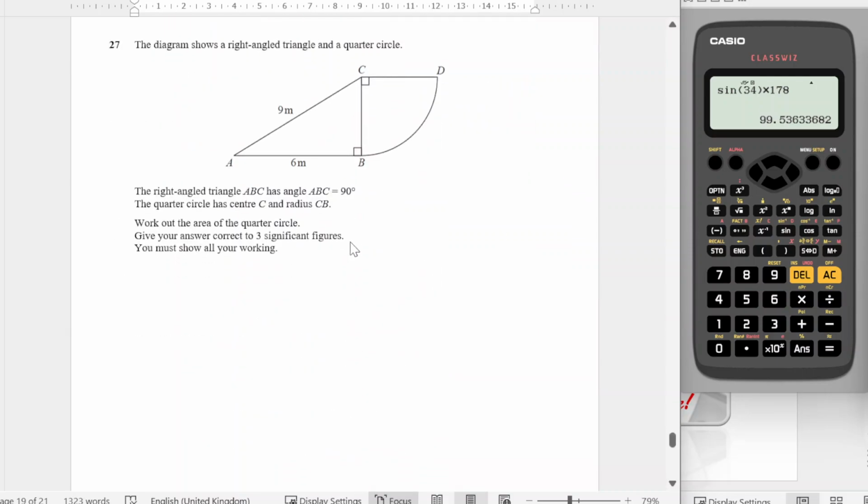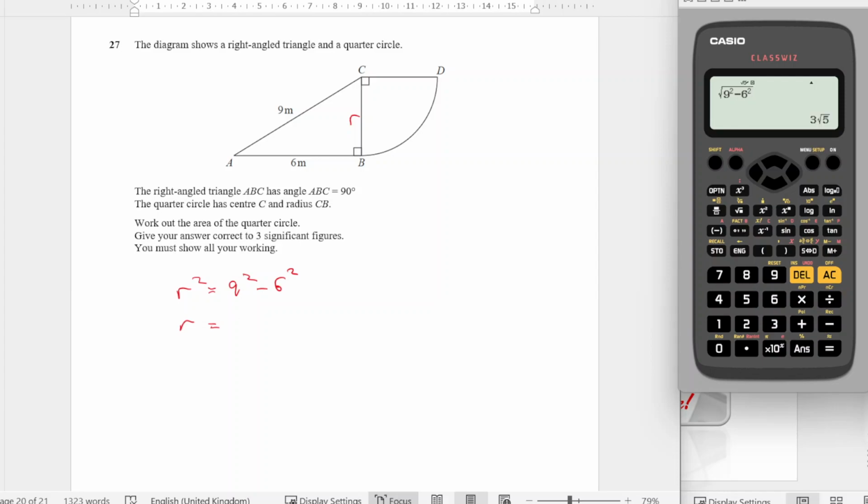Right, 27. So we've got a diagram that shows a right angle triangle and a quarter of a circle. The right angle triangle has a 90-degree angle. The quarter has center C and radius CB. Work out the area of the quarter circle. Okay, so we're using a bit of Pythag to work out the radius here. I'm going to call it r for now. So r squared is going to be equal to 9 squared minus 6 squared. So we'll go straight to r. So we want the square root of 9 squared minus 6 squared. So we've got 3 root 5.